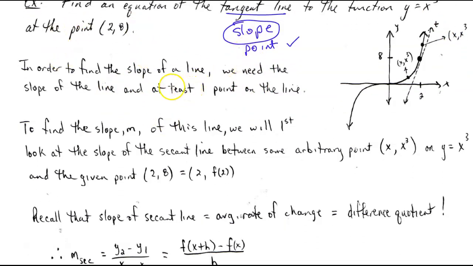In order to find the slope of a line, we need the slope of the line and at least 1 point. So to find the slope M of this line, we'll first look at the slope of a secant line between some arbitrary point, which is going to be x cubed. And remember, this is just another way of saying x, y, where y is equal to x cubed, and the given point 2, 8, or in this case, 2 and f of 2, because if I plug in 2 into x cubed, 2 cubed is 8.